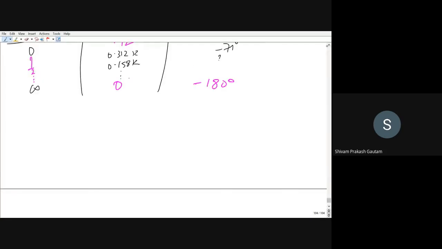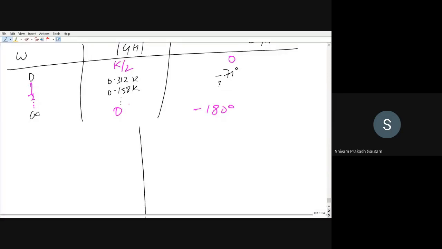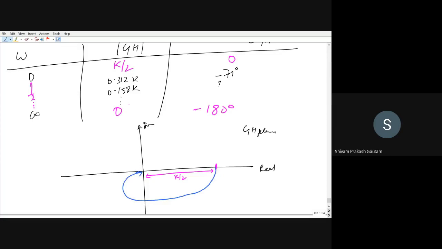So polar plot for this table we can draw. This is our real, this is our imaginary, this is the GS plane. So at omega equal to 0, we have finite magnitude, k by 2, and phase is 0. And the final phase is the minus 180 degree line. So it is starting from like this and ending like this. This is omega equal to 0 plus, this is omega equal to plus infinity.